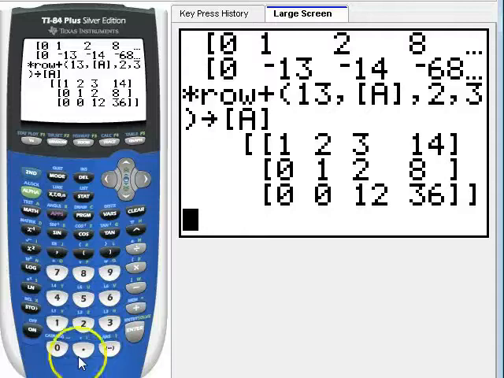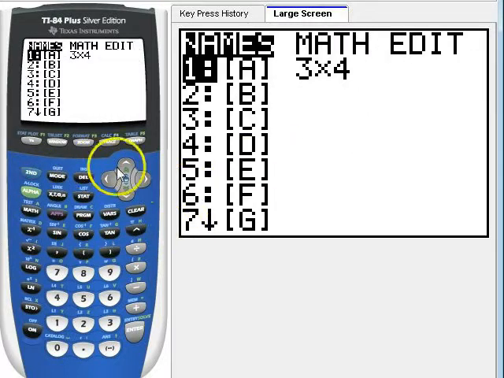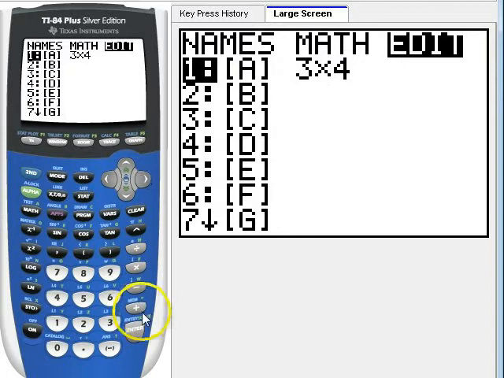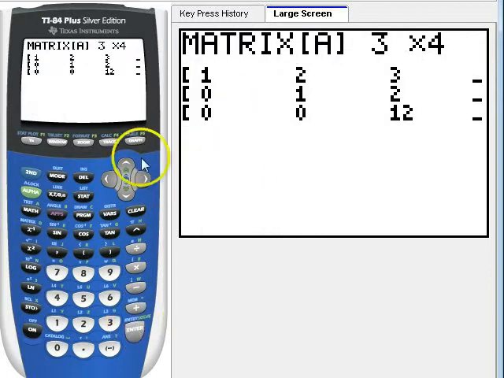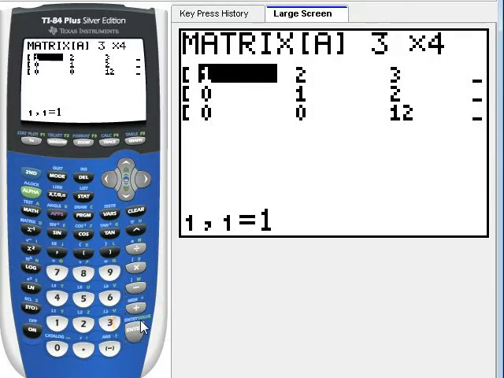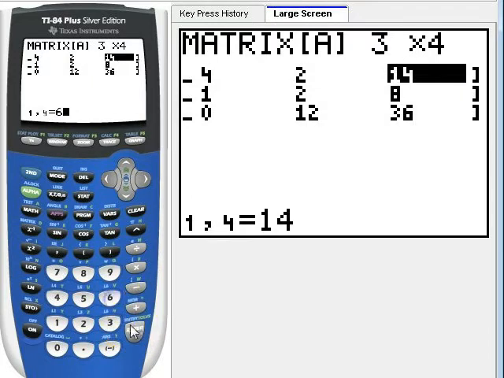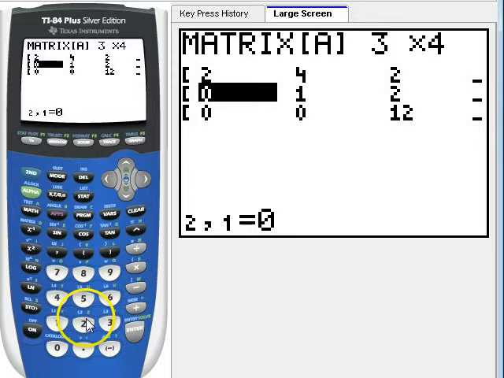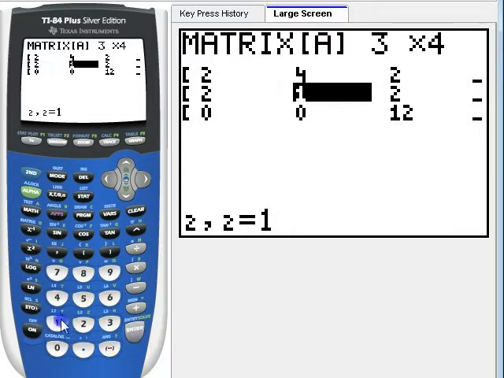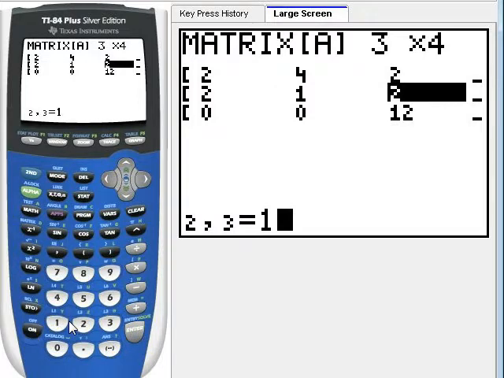If there's time, why don't we redo the question from yesterday? And take a look here. I will edit this matrix. I'll stick with matrix A. Hit enter twice. It's going to be 3 by 4 again. Now, yesterday, the examples were 2, 4, 2, 6, 2, 1, 1.